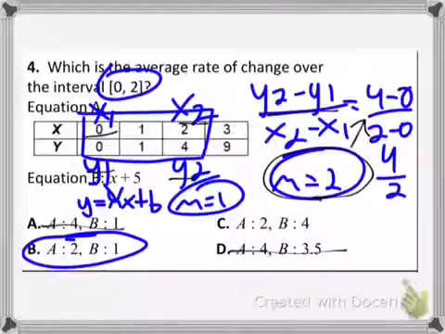Now on the second one right here, I know that my slope is 1. So my slope is 1, it's a constant rate of change, so it's always going to be 1. Even if you divide it by larger numbers, it's still going to reduce back to 1. So the answer is 2, 1.